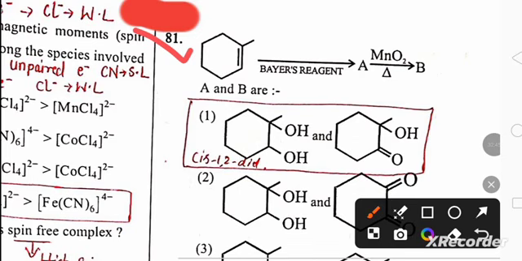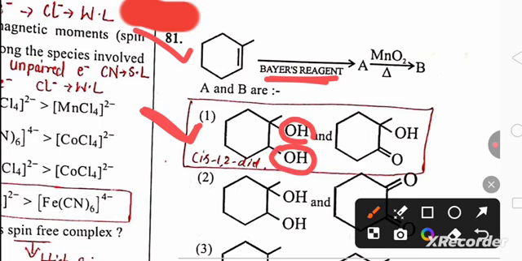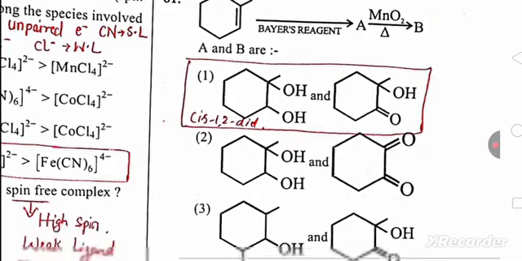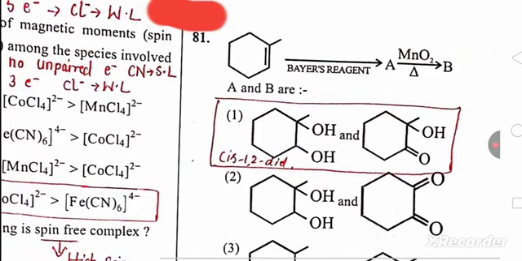2-methyl cyclohexene on reacting with Baeyer's reagent, it will form cis-1,2 diol. You will get diol, cis-1,2 diol. On treating with MnO2, it undergoes oxidation to produce one keto group as well as alcoholic group. So option 1 is the right answer for this question.